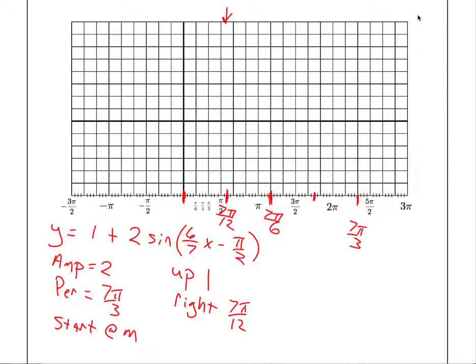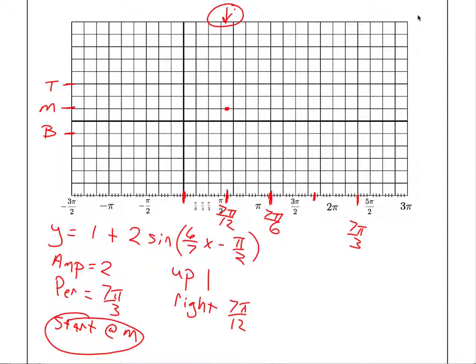Where does my new middle need to be? Up 1. And then how far do I go to get to my top and bottom? I go 2. So that means that's going to be my top. That's going to be my bottom. So to get my very first starting point, I go to the new start. And do I want to go to the top, bottom, or middle? Middle. I want to go to the middle because of what I said over here. So I go there, and in the middle, there's my starting value.